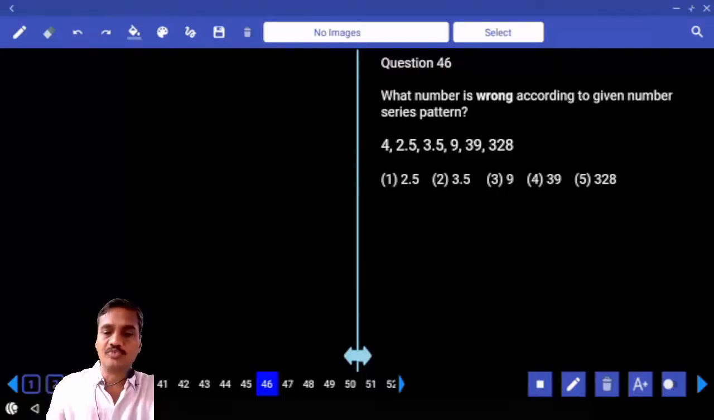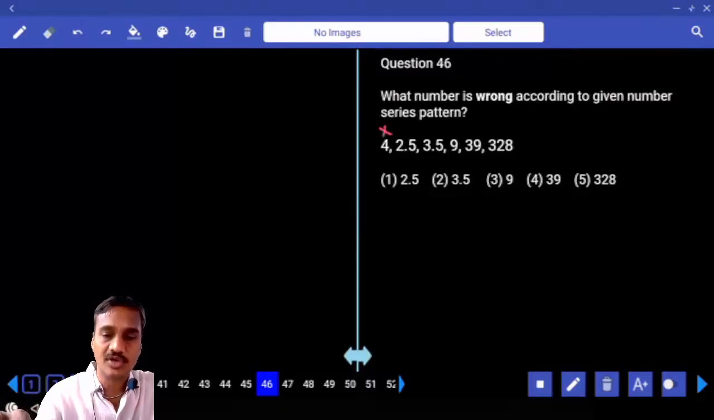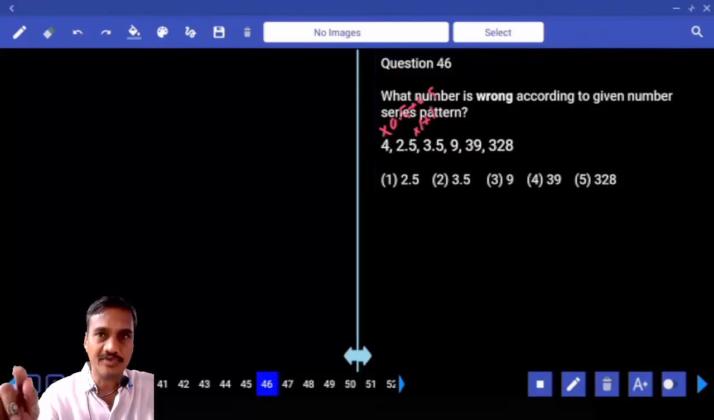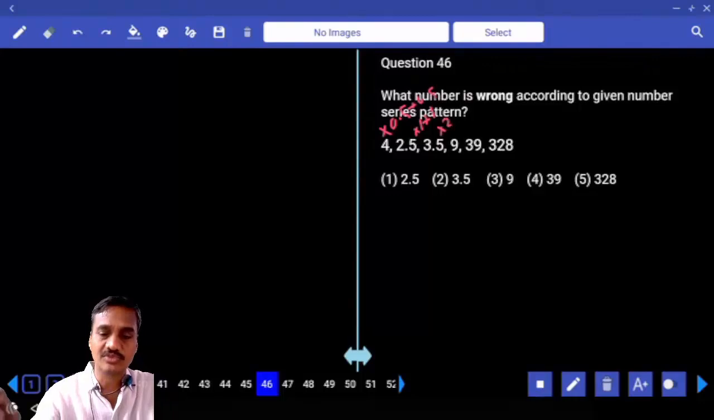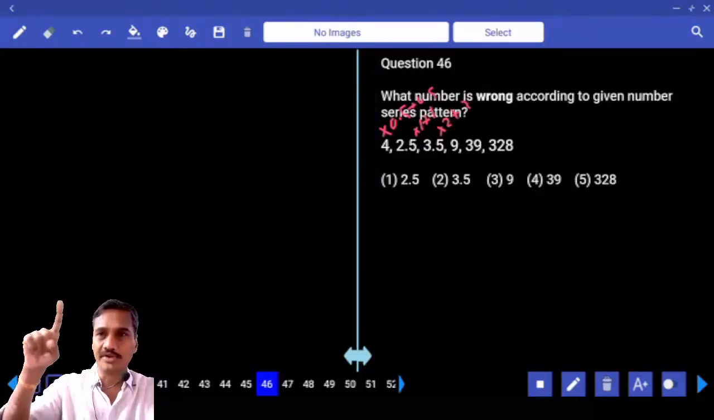Then 4 and 2.5. How can I express this one? 4 and 2.5, and 4 into half plus half. Next one into 1 plus 1: 2.5 into 1 is 2.5, plus 1 is 3.5. And 3.5 into 2, 7, plus 2. 0.5 into 2 is 1. 1 into 2 is 2.